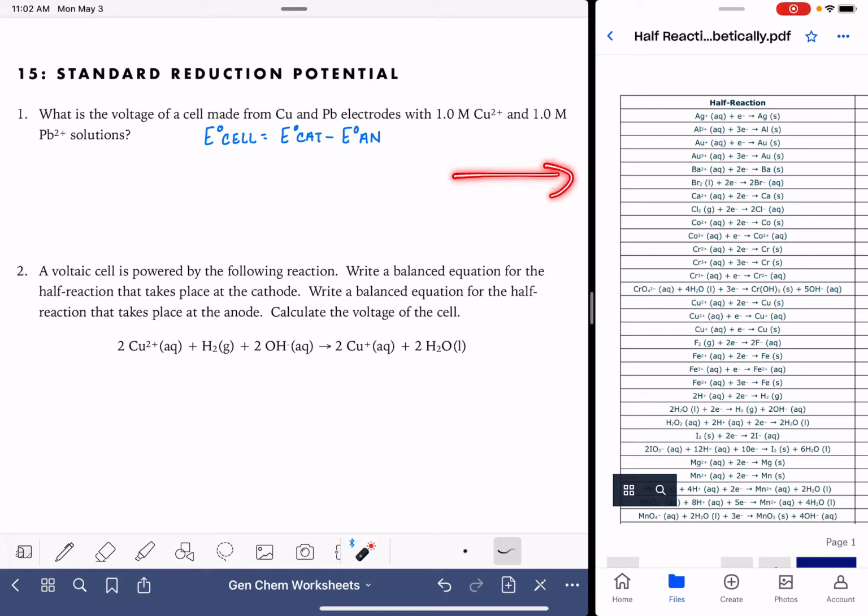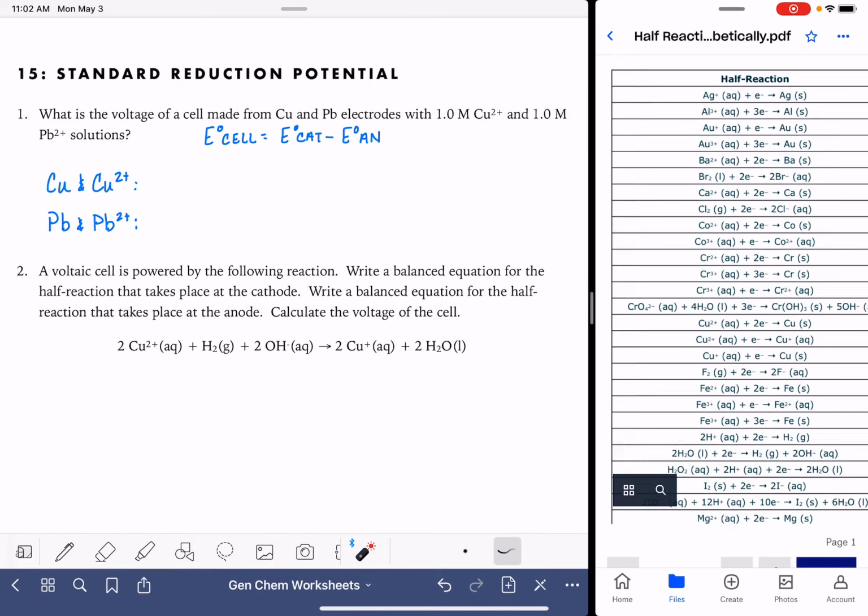We need to use a table of half reactions, which I have over here, to look up the reduction potential of the copper to copper 2+ and also the lead to lead 2+ half reactions. So I'm just going to make a note over here. We have a copper and copper 2+ half reaction, and we also have a lead and lead 2+ reaction. And we're going to go over to this table of half reactions. We're going to find each one of these cells and write their voltage down.